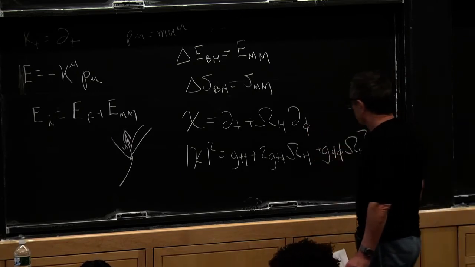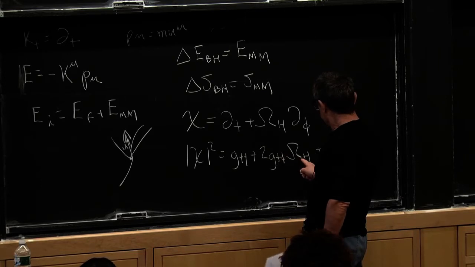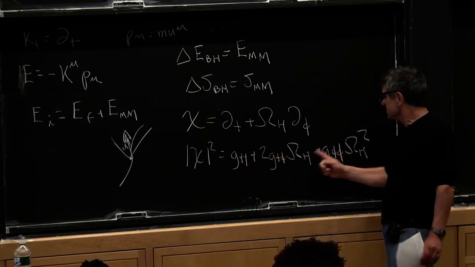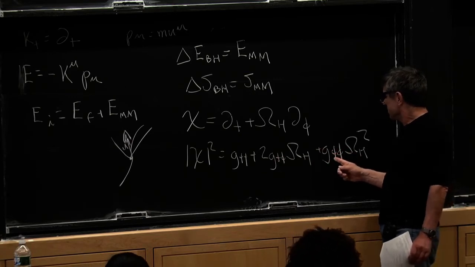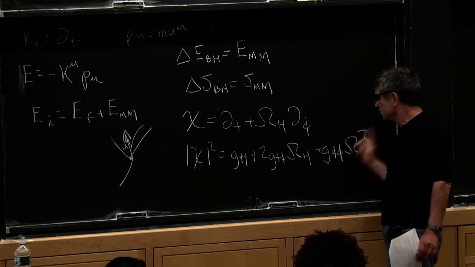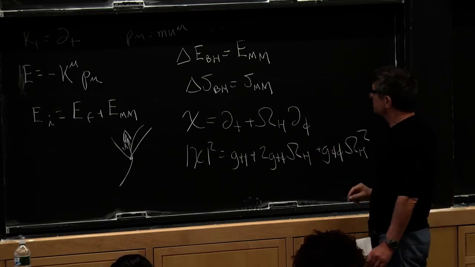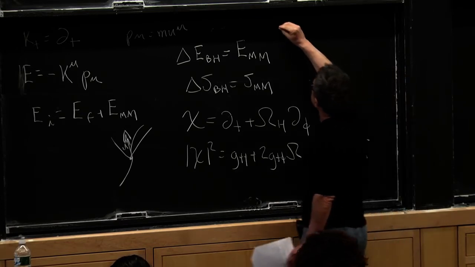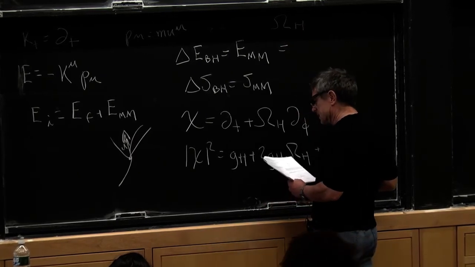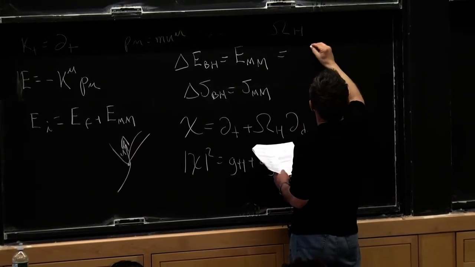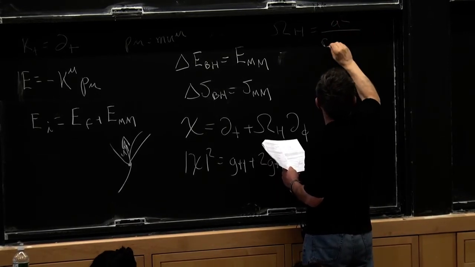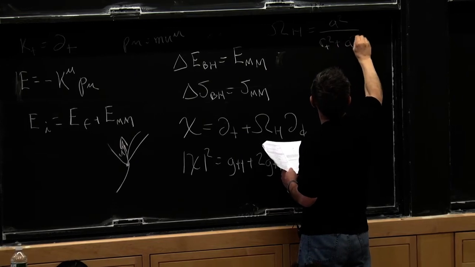Omega horizon is found by evaluating these coefficients at r equals r plus and choosing omega horizon so that this vanishes. And what one finds is that omega horizon is equal to, and I'm going to give two expressions for it, one expression is just a over r plus squared plus a squared.